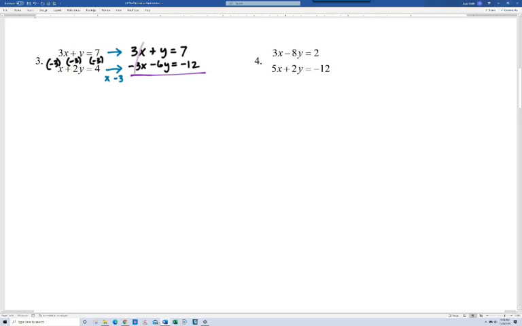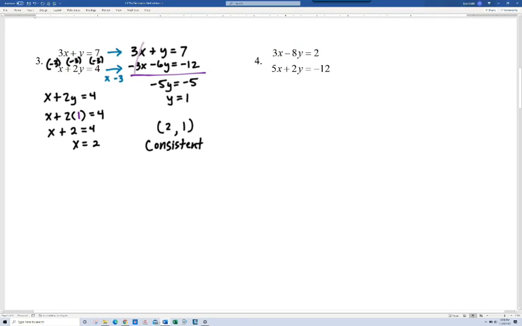We'll add the equations together, and you can see x is eliminated. We're going to get negative 5y equals negative 5 when we add. And so you can see that y is 1. And so we know our ordered pair has a y value of 1. Let's go ahead and use, it really doesn't matter, but I kind of like the second equation. Let's plug in 1 for y. That's x plus 2 equals 4, which means x is 2. And so our solution is (2, 1), and we are consistent and independent.